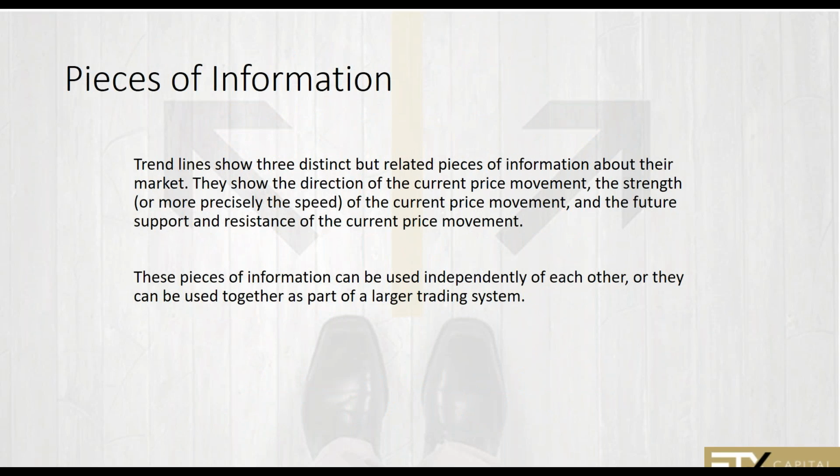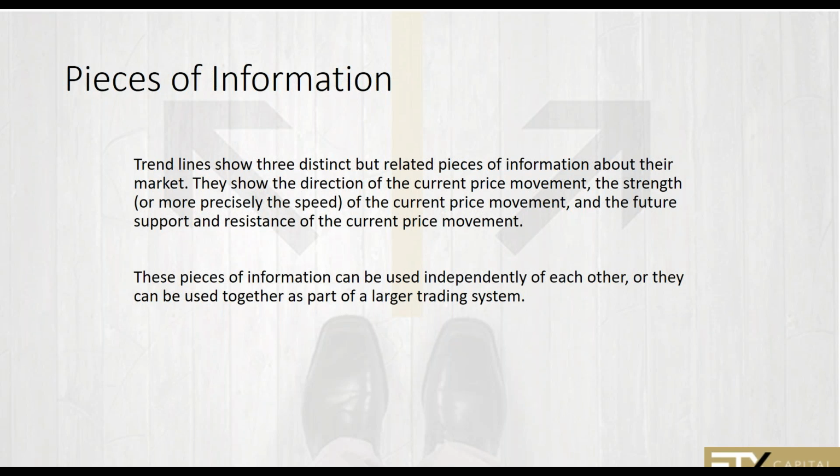Now, trend lines show three distinct but related pieces of information. They show you the direction of the current price movement, as we've been looking. It also shows you the strength, or more precisely, the speed. As you remember, when we were looking at the oil, we could see how steep that trend line is. When we were looking at the pound, it was a horrible weak trend, and it didn't have any depth to it. So it was on a very low angle, so therefore it didn't have much speed. It also helps us see future support and resistance levels of the current price movement.